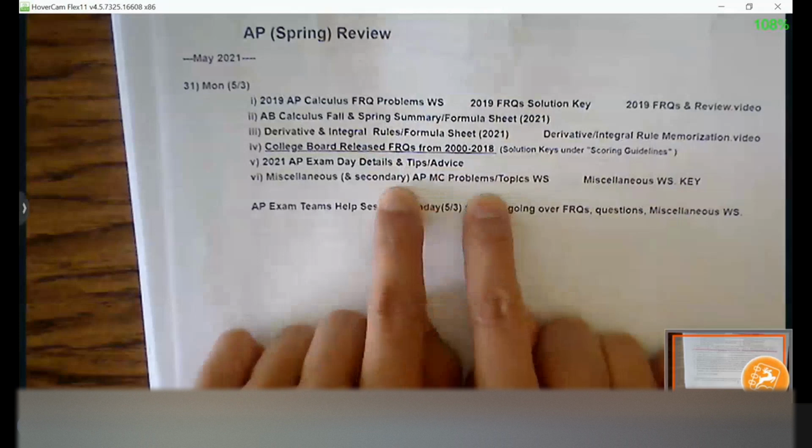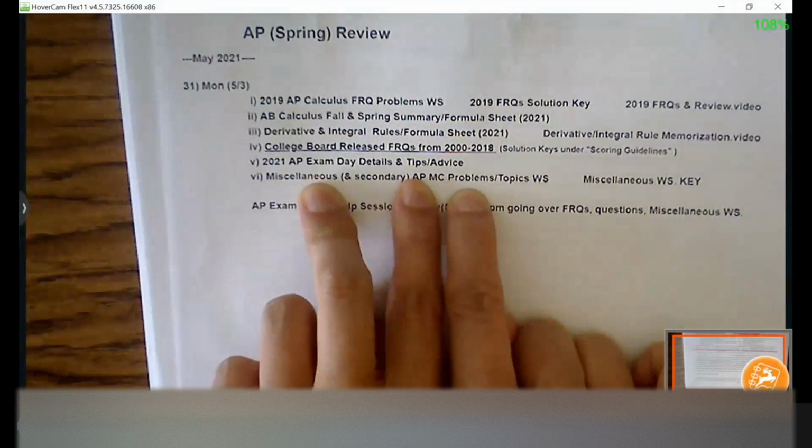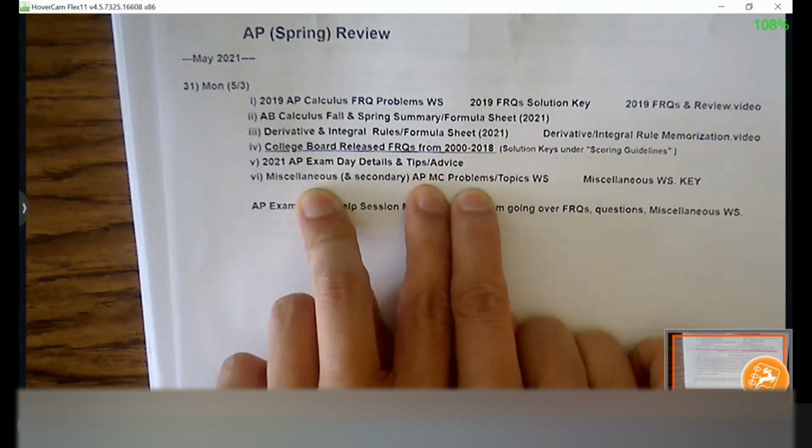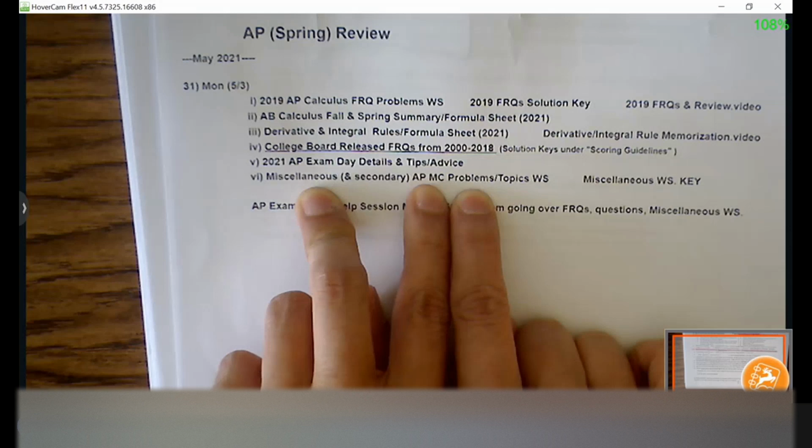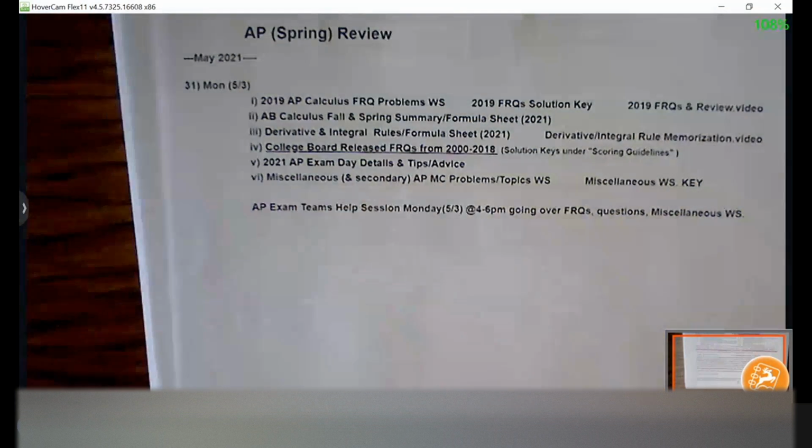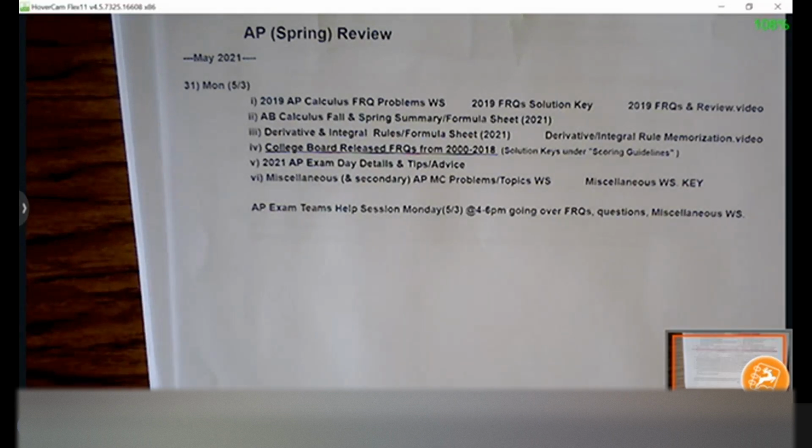And then finally, miscellaneous and secondary AP problems. These are topics that I didn't really get a chance to go through in class, or maybe we've touched on them, but I haven't done them recently. And I've really had to prioritize what I think are the most common, the highest chances of showing up on the AP exam. And then the secondary ones I kind of push to the side.